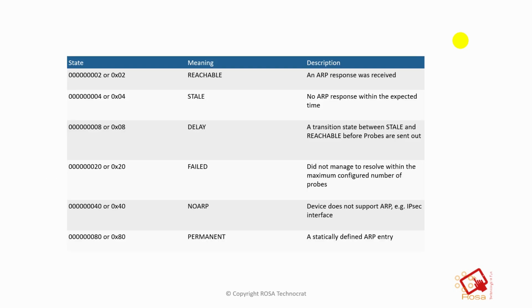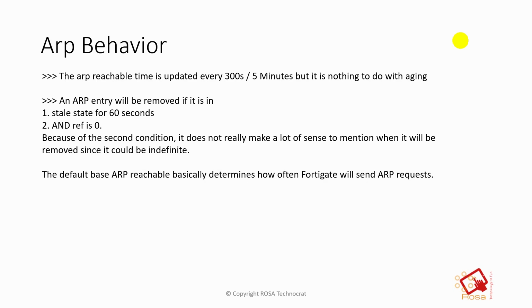Now, some more interesting things about ARP on FortiGate. Now you know the states, diag ip arp list, get system arp, all this. Let's talk about some behavior. This is the ARP behavior. The ARP reachable time is updated every 300 seconds, or you can say 5 minutes. But it has nothing to do with the aging. You might have seen the aging field in get system arp. By default, the FortiGate queries or sends ARP requests every 300 seconds. And if it does not receive a response, then the ARP entry may get deleted from the table, or if there is no traffic.